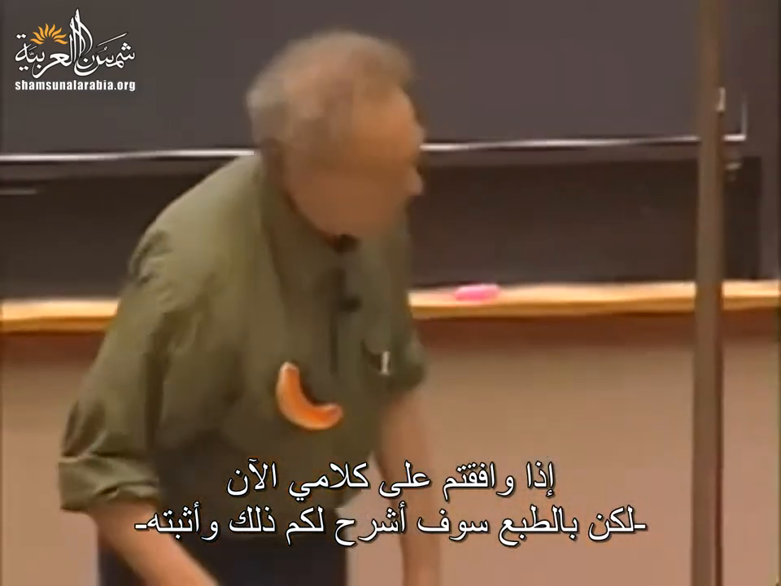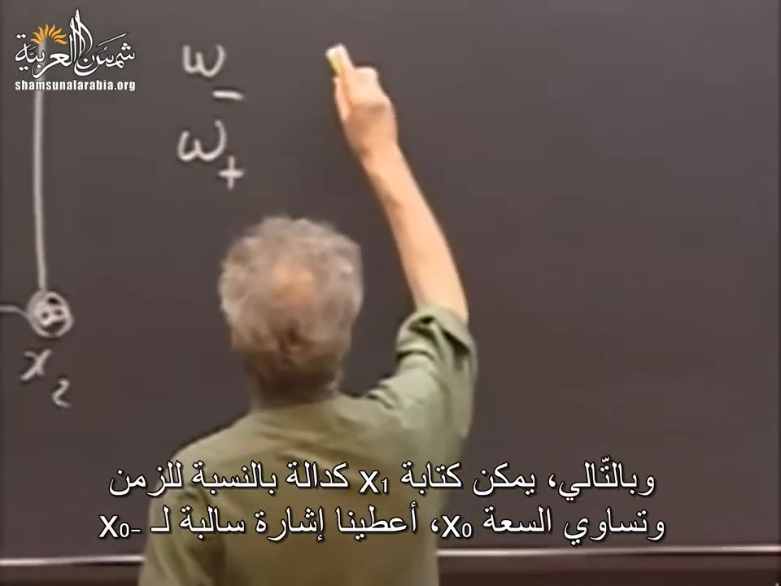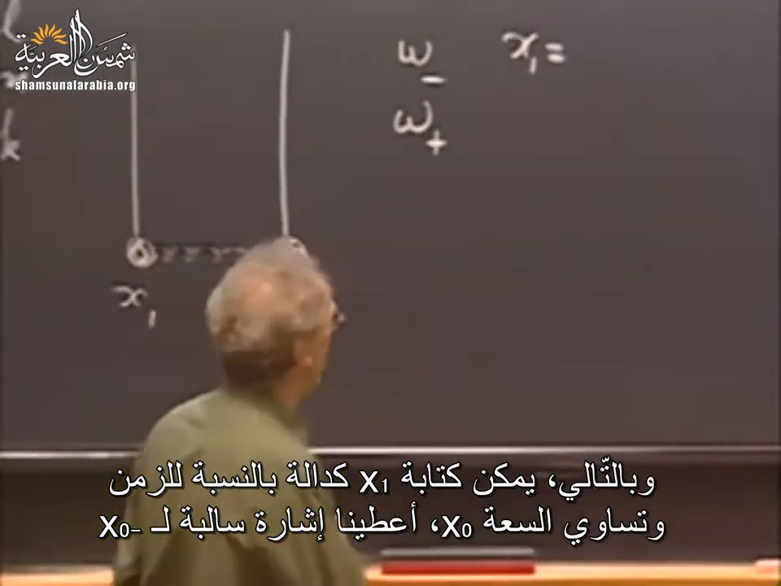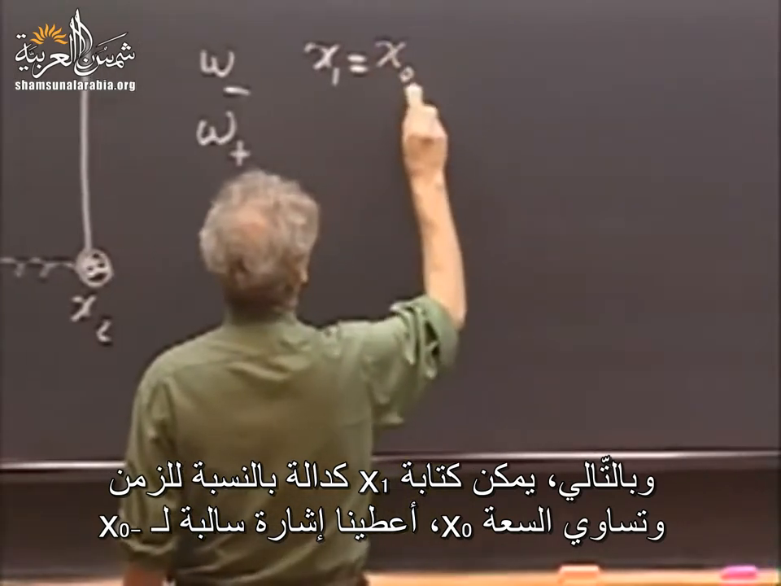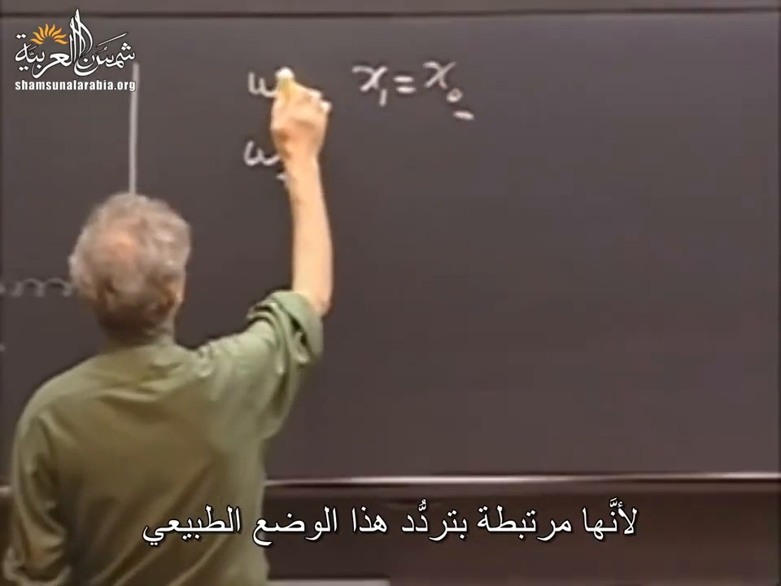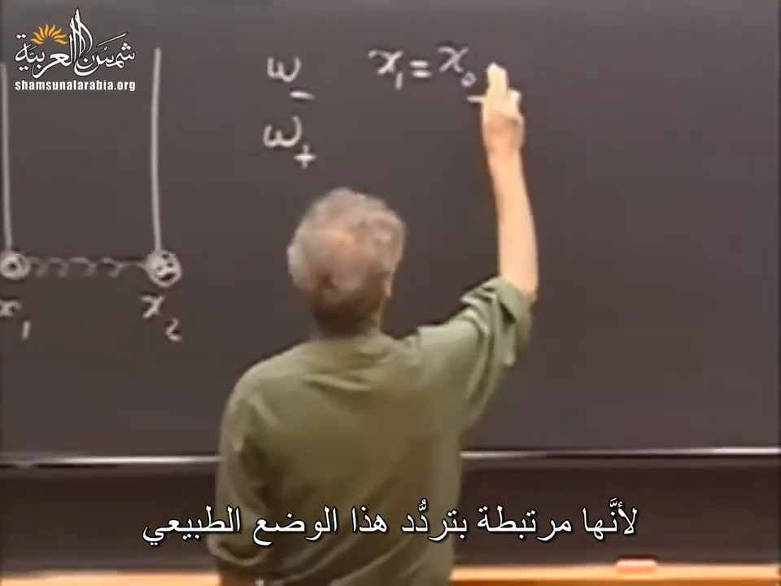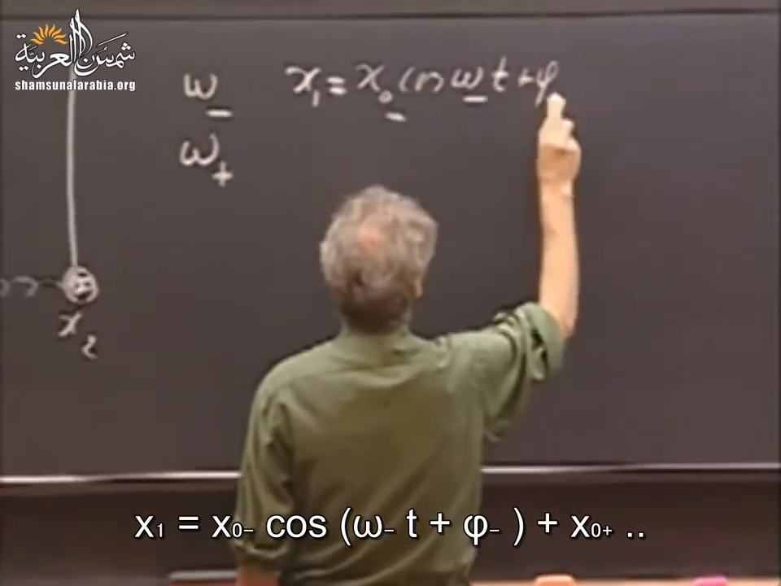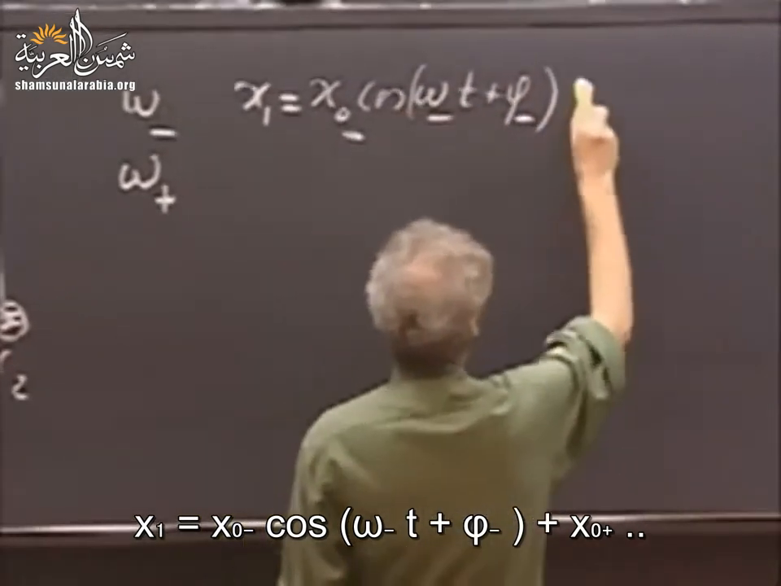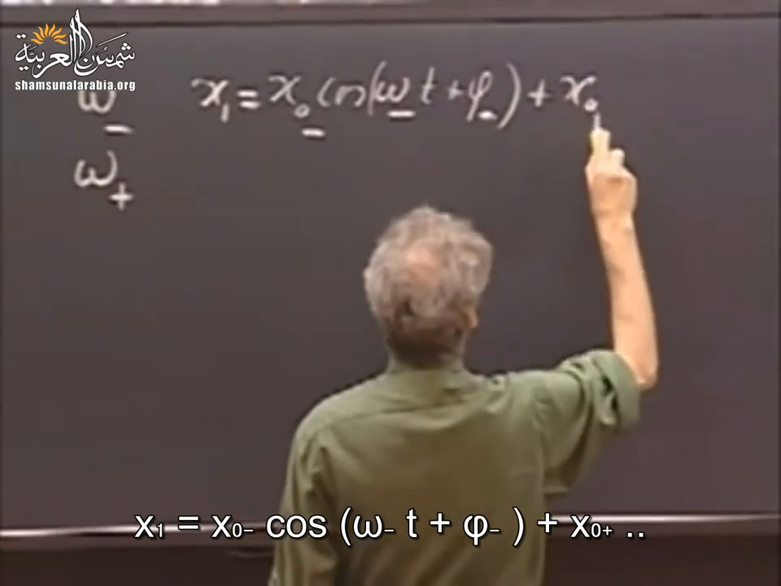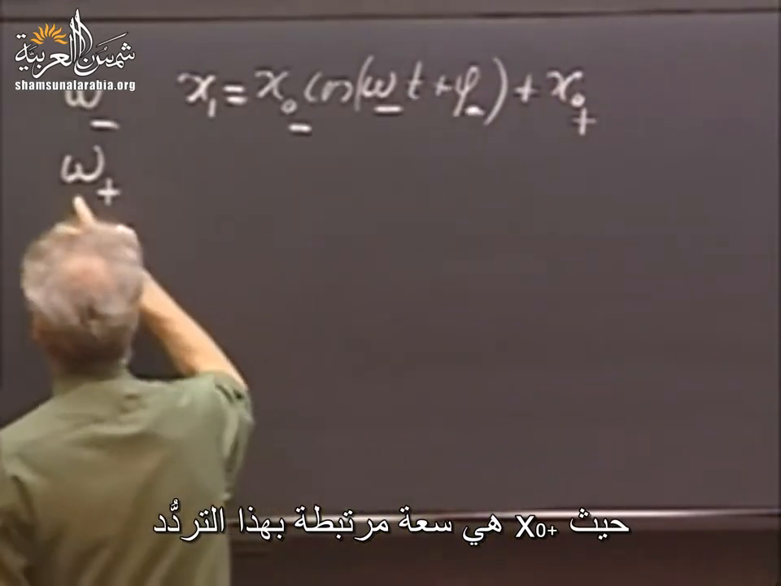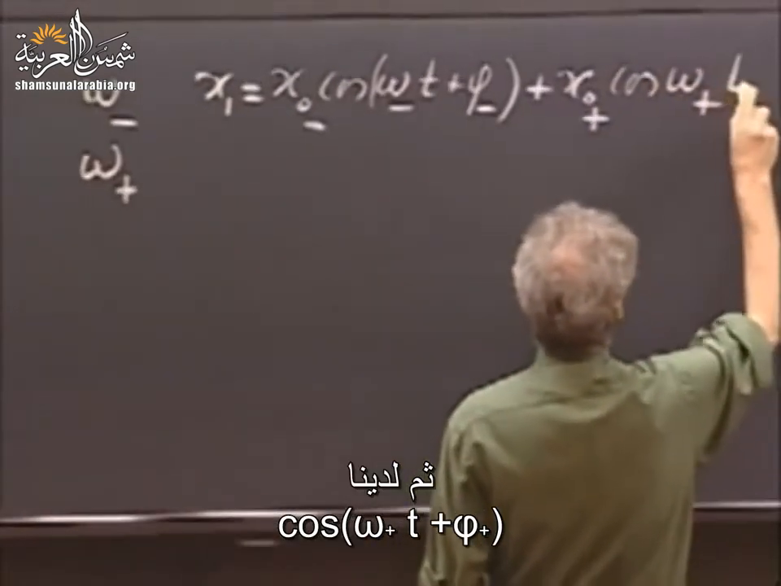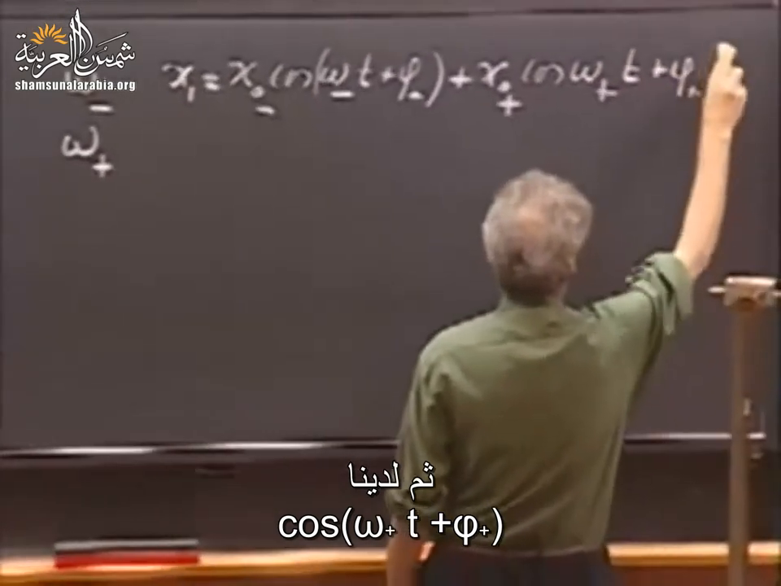it would mean then that one function of time can be written as having some kind of an amplitude, x0, I give it a minus sign, because it's related to that normal mode frequency, times the cosine of omega minus t plus some phi minus, plus some other amplitude, which I call x0 plus, which is going to be related to this frequency, times the cosine of omega plus t plus phi plus.